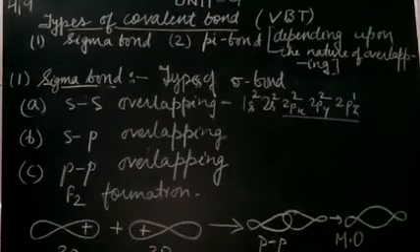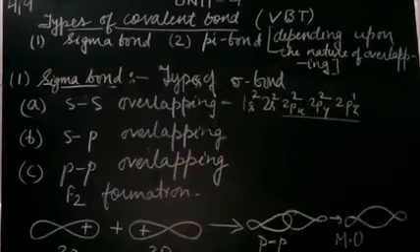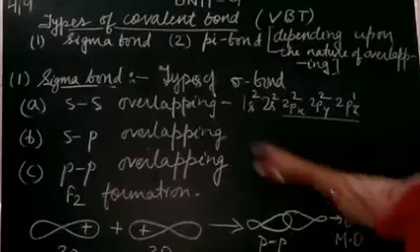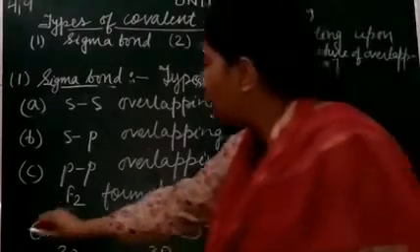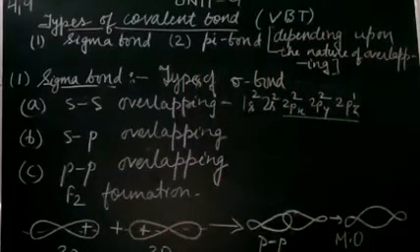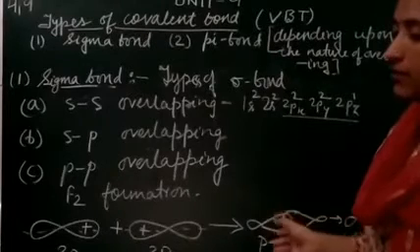So these are the different types of sigma bond which will be formed by the overlapping of ss orbitals, pp orbitals, and s and p orbitals. On that basis we get ss overlapping, pp overlapping, and sp overlapping along the internuclear axis. All these overlappings are taking place along the internuclear axis. Hope this is clear. This is the types of sigma bond we have discussed. And again I am repeating, what is a sigma bond?